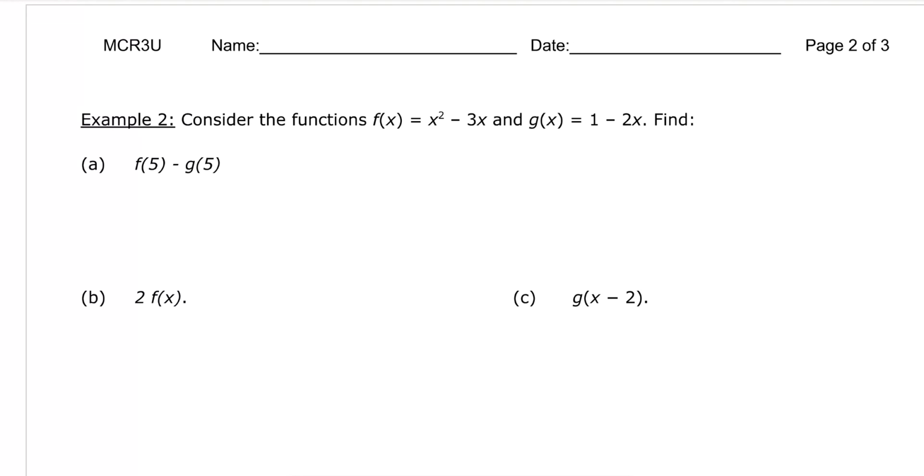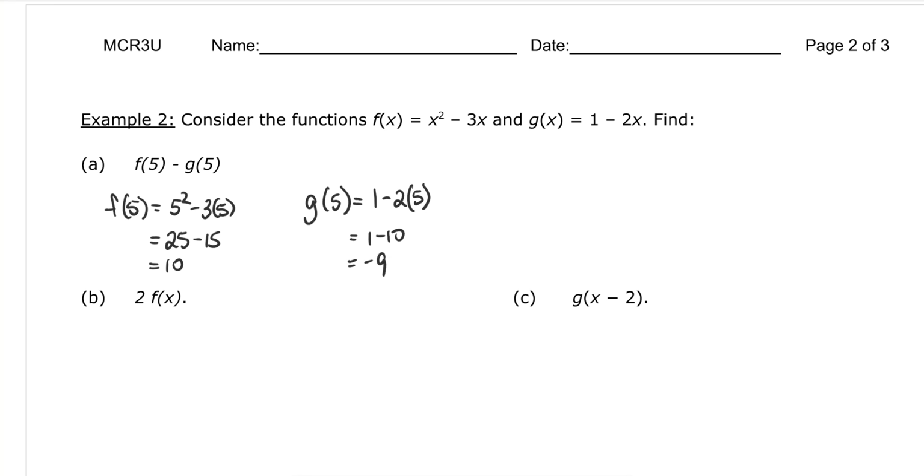So f of 5 equals, substitute your input x with 5, so 5 squared minus 3 times 5, and that will be 25 minus 15, which will give you 10. Then I'm going to evaluate g of 5. And g of 5, look at the function for g, it's 1 minus 2x, so it's 1 minus 2 times 5. And that will be 1 minus 10, which is -9.